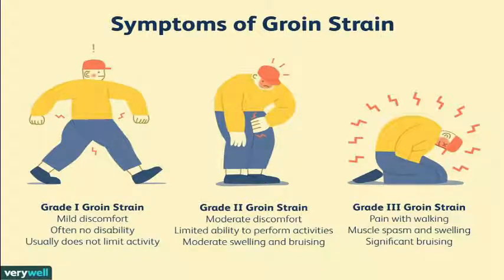And then, symptoms of groin strain. Grade 1 groin strain, mild discomfort, often no disability, usually does not limit activity. And then, grade 2 groin strain, moderate discomfort, limited ability to perform activities, moderate swelling and bruising. Grade 3 groin strain, pain with walking, muscle spasm and swelling, significant bruising.